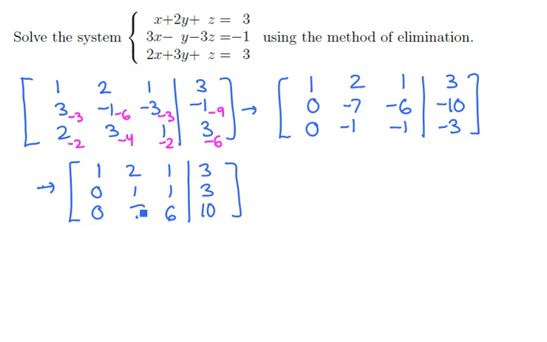Next, we need to get a 0 down here. We could do that by scaling the second row by a negative 7 and adding it to the third row. If we scale the second row through by negative 7, we would have 0, negative 7, negative 7, and negative 21. And then adding those two values together, we would have 0 plus 0, 7 minus 7, 6 minus 7, and 10 minus 21. The other rows remain unchanged.